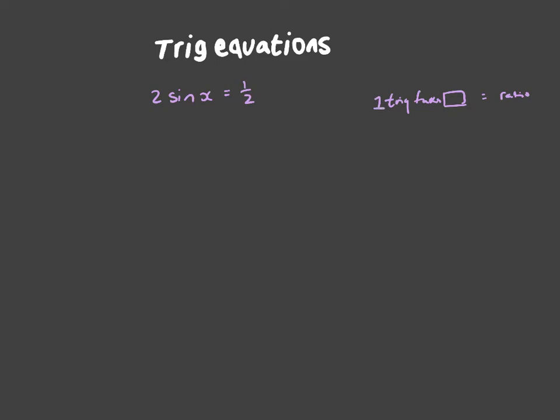So if there's a coefficient of 2, what do I need to do? What's the opposite of timesing by 2 sine x? Dividing by 2. So therefore, sine x is equal to a quarter, because a half divided by 2 is equal to a half times 1 over 2, which is a quarter. And that's in the format. We've got a trig function, we've got the reference angle, and we've got the ratio. So therefore, x is going to equal arcsine of the ratio. The ratio is a quarter. So what is arcsine of a quarter?